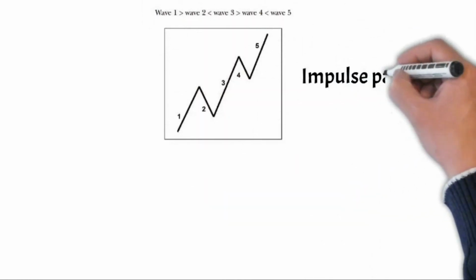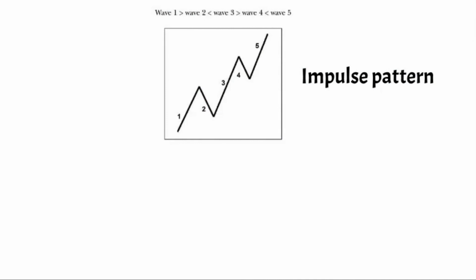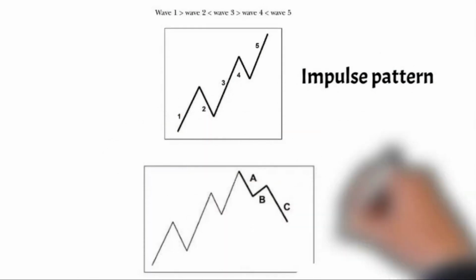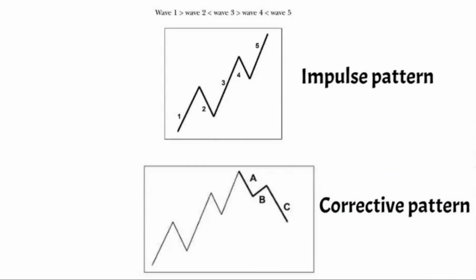Now, this image shows us the impulse pattern, while the image below shows us the corrective pattern. A corrective pattern consisting of 3 waves represents a counter trend in the opposite direction to its preceding impulse pattern. Now, a corrective pattern must obey the following constraints: wave A, wave B, and wave C.